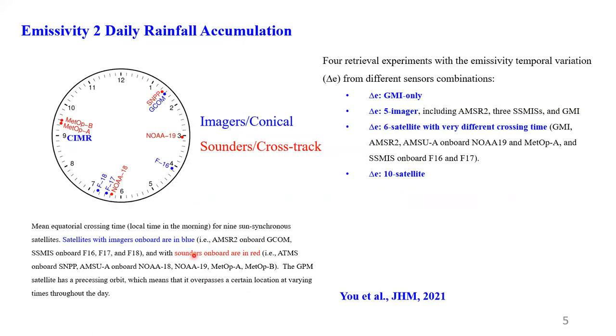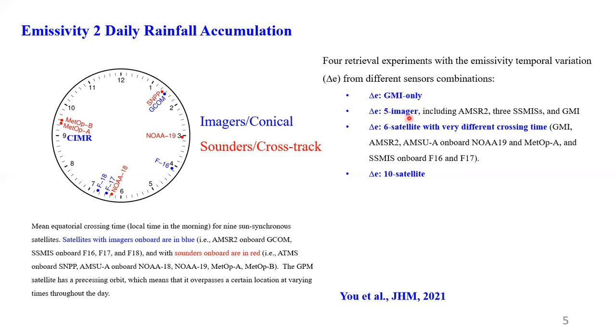As I mentioned previously, we are using 10 satellites. This picture shows the local equator crossing time of each non-sun-synchronous satellite. GPM is non-sun-synchronous, which basically means it can overpass a location at any time. So we design 4 different experiments based on the local equator crossing time and the imager and sounder, or you could say conical or cross-track scanning sensors. The first experiment, we only use GMI.